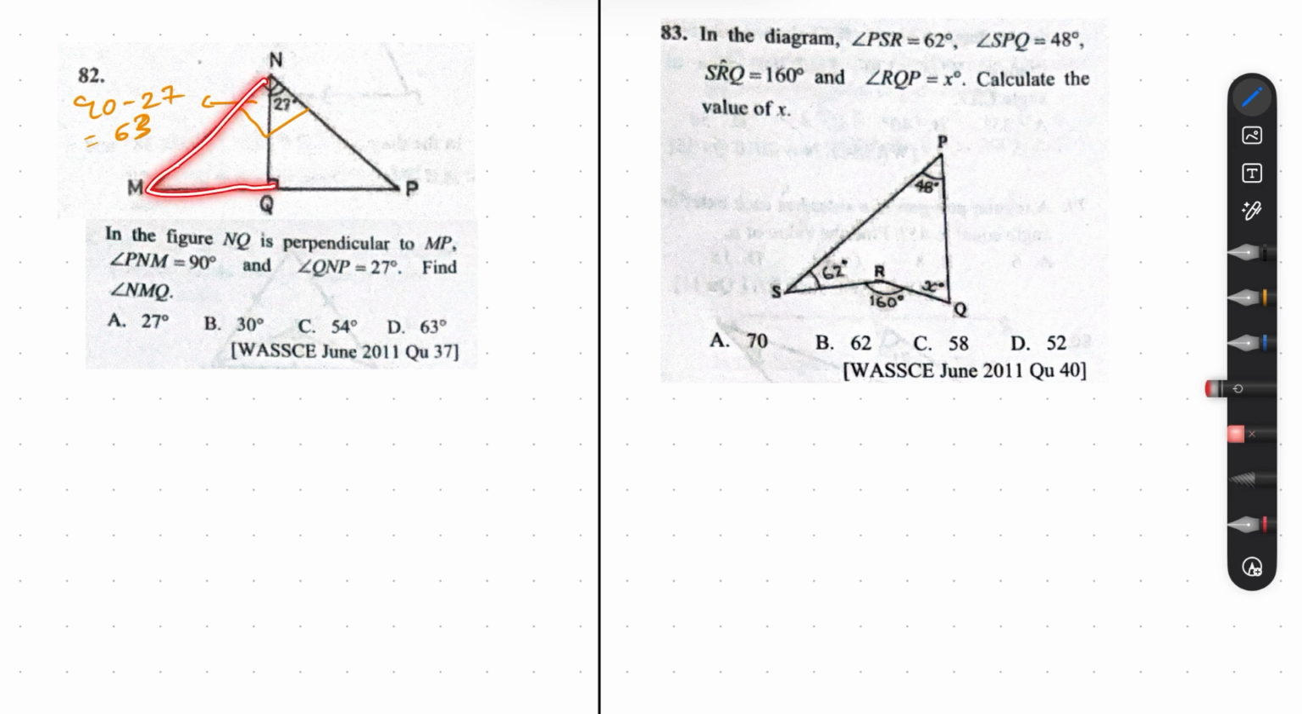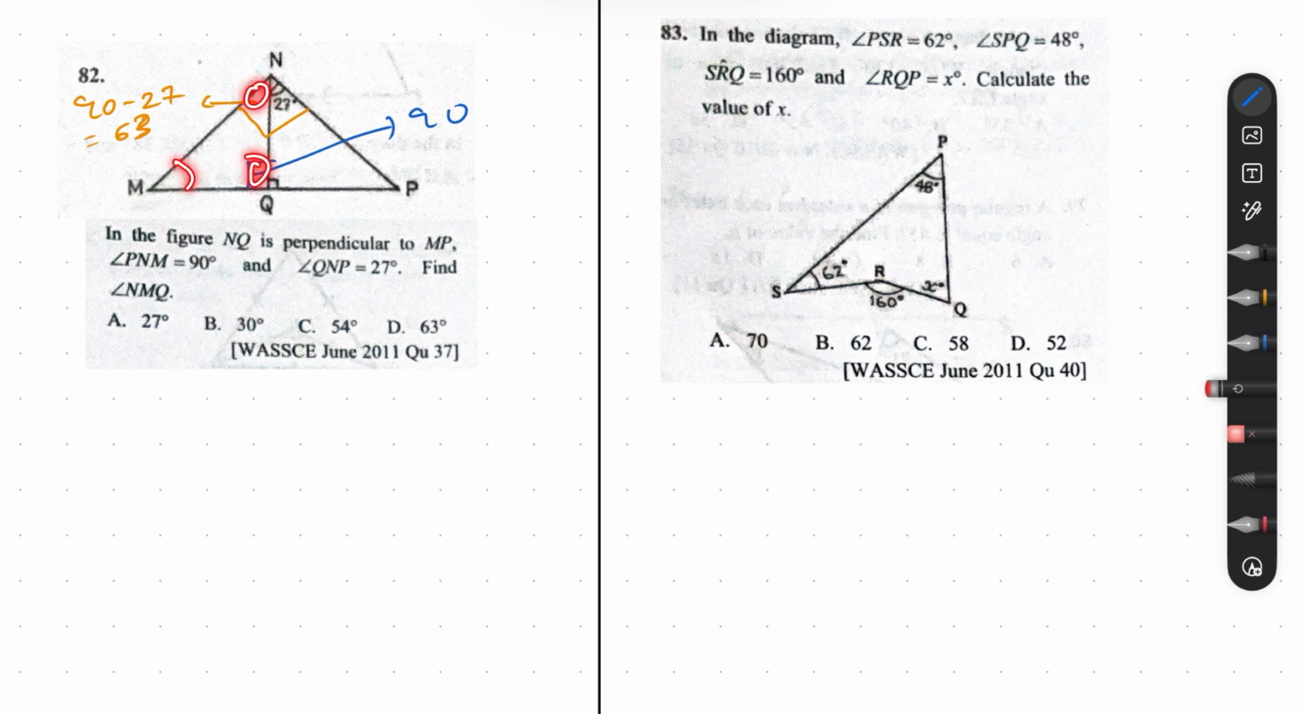So this angle is what we're looking for. Do we know this angle? Yes, we know that angle, because this angle is 90, so this angle must also be 90, because they add up to 180. So this angle is also 90.